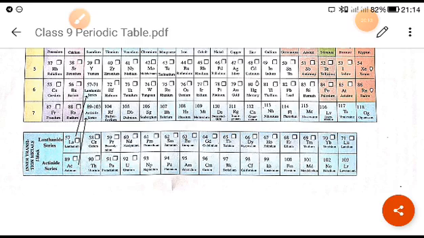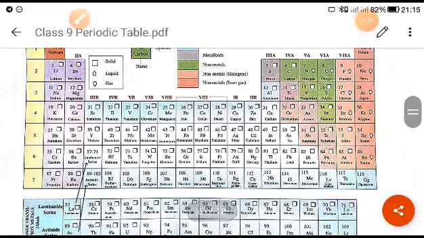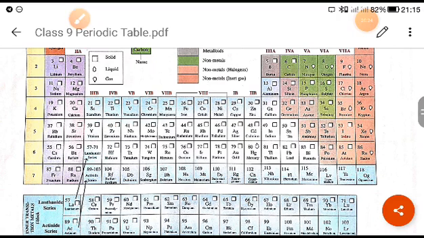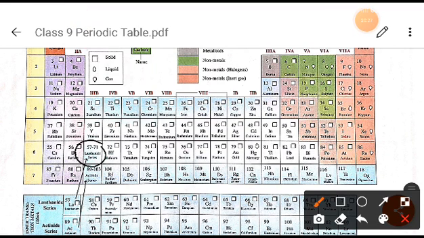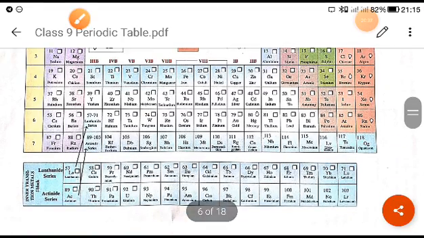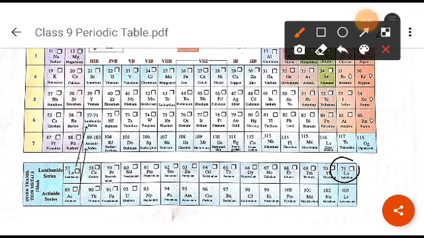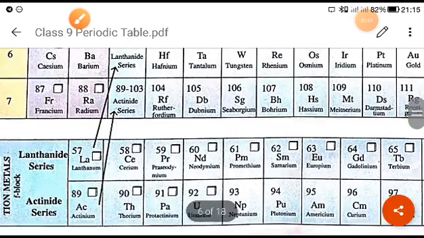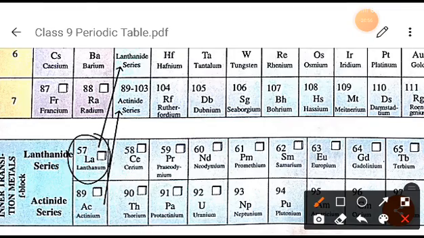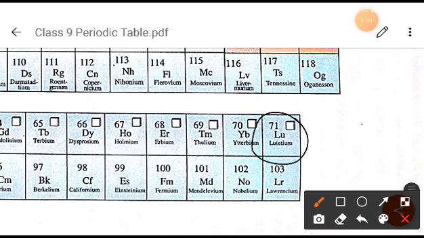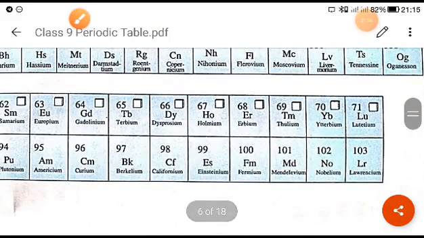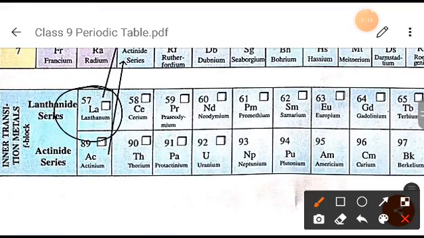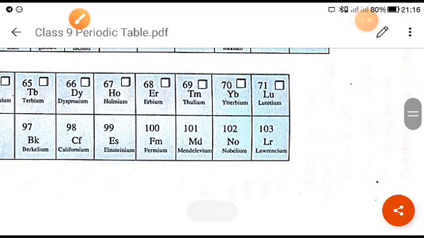Now next, when you see group number 3 of the 6th period, as I have already told you, there is a set of elements with atomic number 57 to 71. Starting with lanthanum, which is 57, and ending with lutetium, which is 71, right?